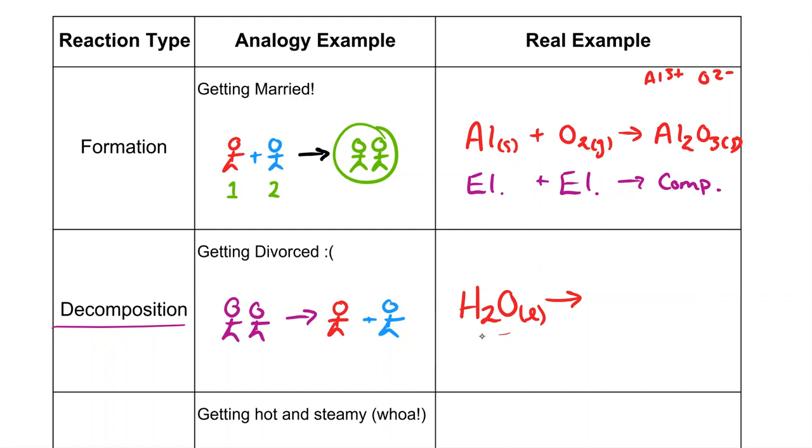Well, if water decomposed, what would it turn into? If the H and the O's split up, what would they turn into? Well, they'd turn into hydrogen gas and oxygen gas. So here we have, just like we had before, a compound turning into an element plus another element. Perfect. So hopefully you can see how decomposition and formation reactions are the exact same as each other, they're just opposites of each other.